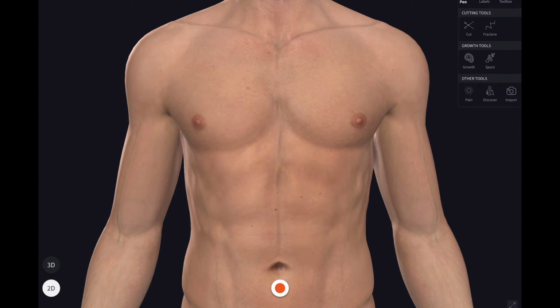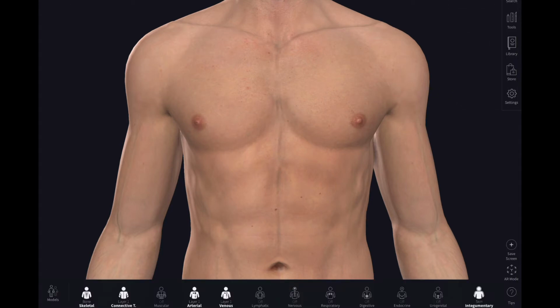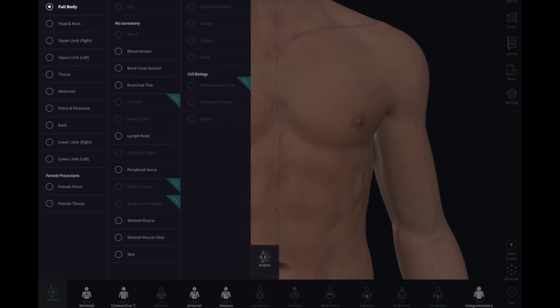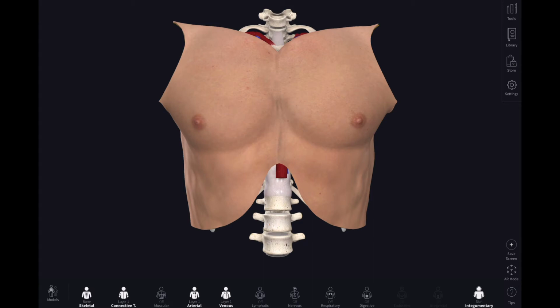So I want to go ahead and swap so that we can focus just on the chest. Let's go to the thorax here. Now we're just looking at the chest.